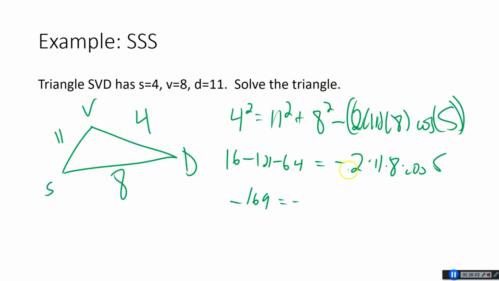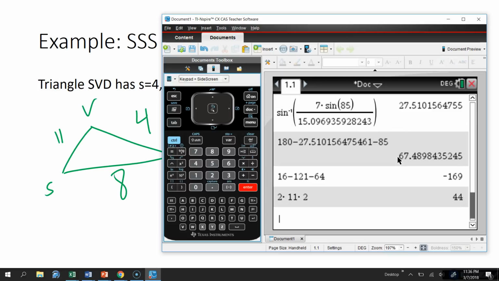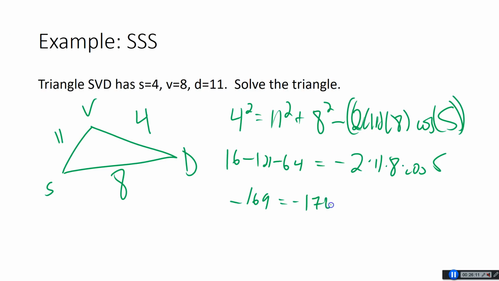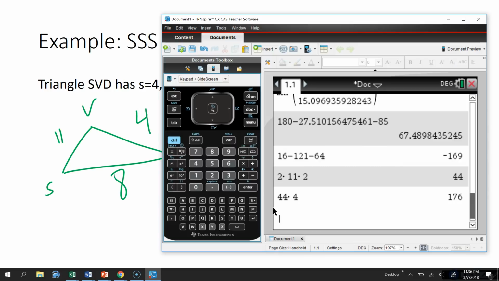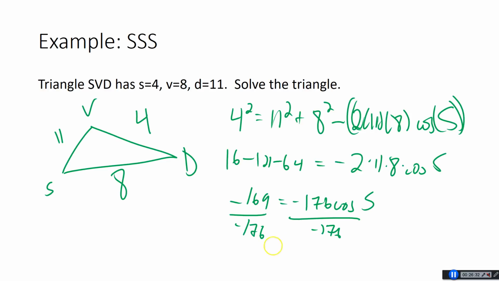Is equal to negative, let's see, 22, 2 times 11 times 8. Oh, no. Times 8, so there we go. So it's 176 cosine of S. Okay, so what I'm going to do now is divide by negative 176. So I'm doing negative 169 divided by negative 176 gives me 0.960. So 0.960 equals cosine of S.